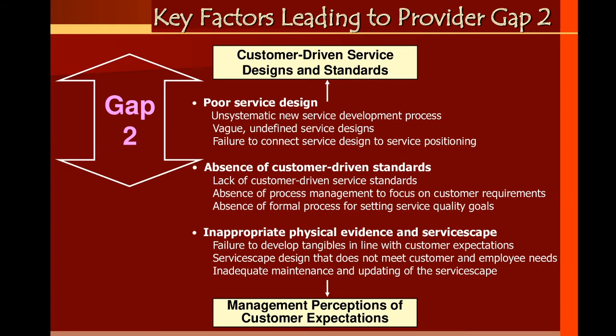So you should understand, in gap 2 itself it has been given that there are customer-driven service design and standards. Three categories we'll be talking about in gap 2: poor service design, absence of customer-driven standards, and inappropriate physical evidence and servicescapes. Poor service design is an unsystematic new service development process, with vague, undefined service designs and failure to connect service design to service positioning.